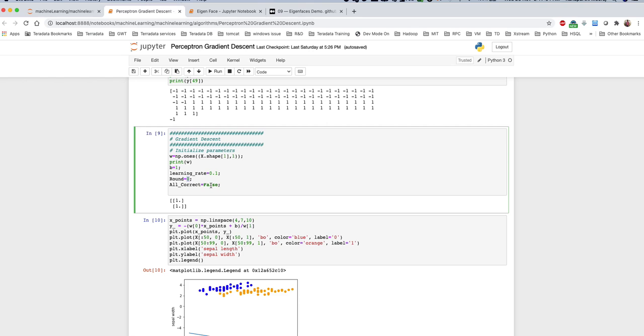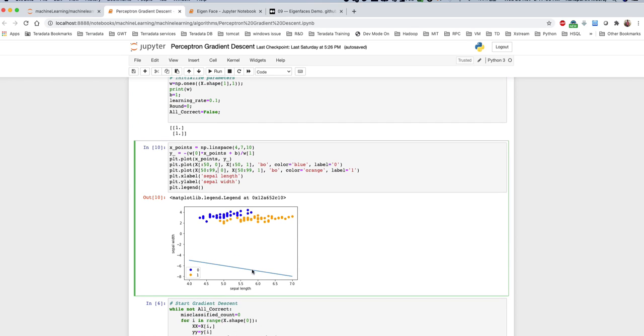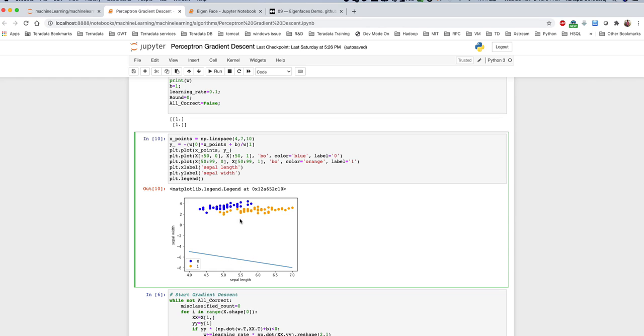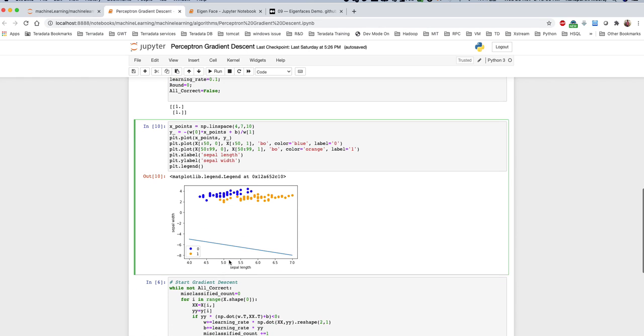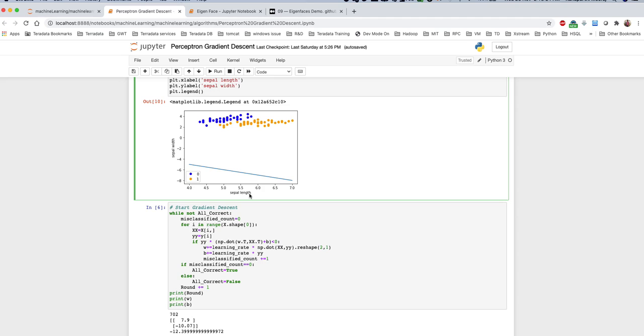I am checking whether all the data points are correctly classified. When I plot the initial model, it comes up like this, and the data points should be classified by this model. Currently the model does not classify them. So if there are data points which are not accurately classified by the model, we keep updating the model, considering them as misclassifications.